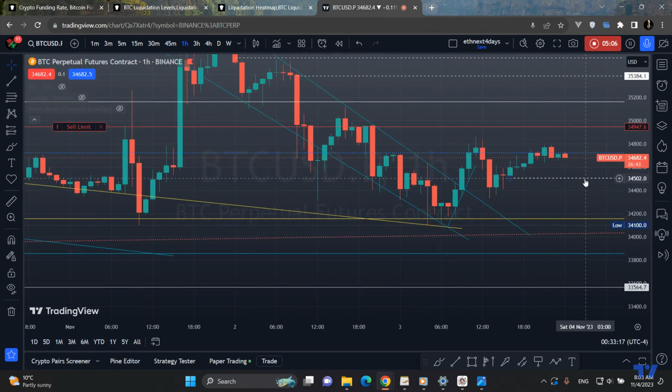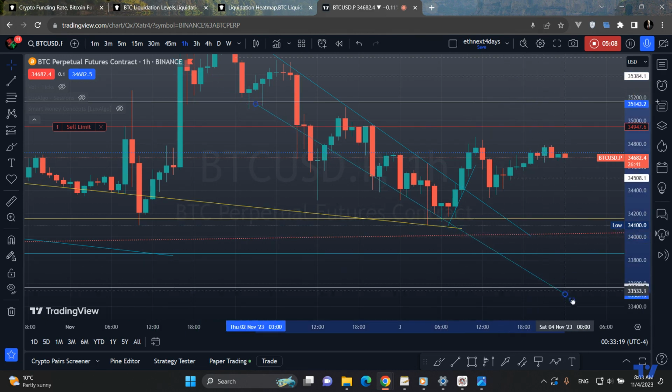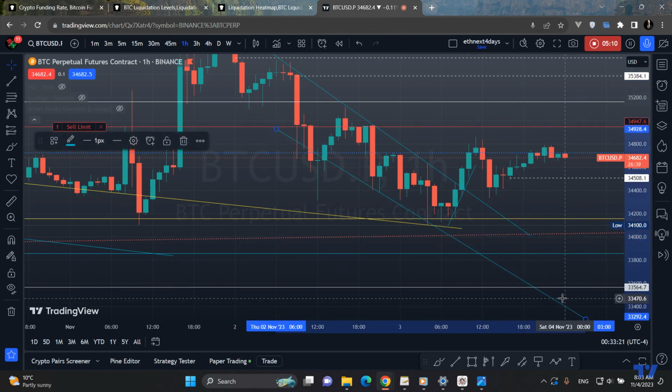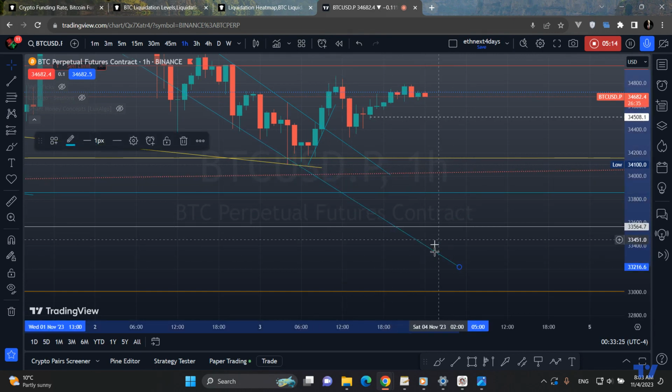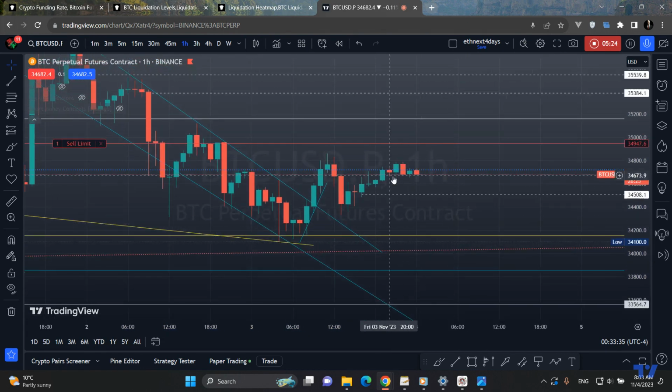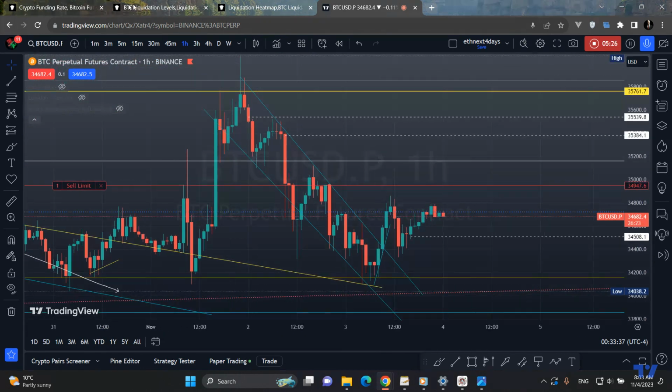If we lose this, then I would say it could come all the way to around here, which is 33,500. But before that, we do have to take down 33,900. Somewhere around here, there's a big liquidity lying around. Before I continue, let's just take a look at the liquidity.